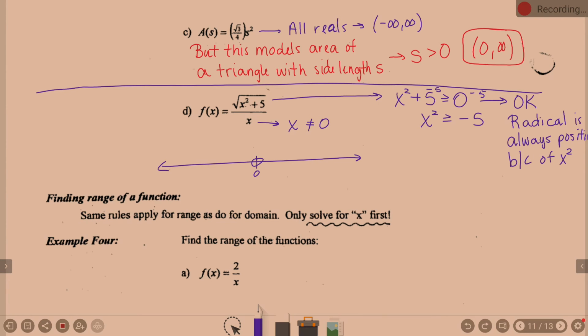Okay? A little bit different, isn't it? Now, so really this, don't need to worry about that. The only thing we came up with was x cannot equal 0. Can x be negative? Yeah. Can x be positive? Yeah. X just can't be 0. So how do I write that in interval notation?